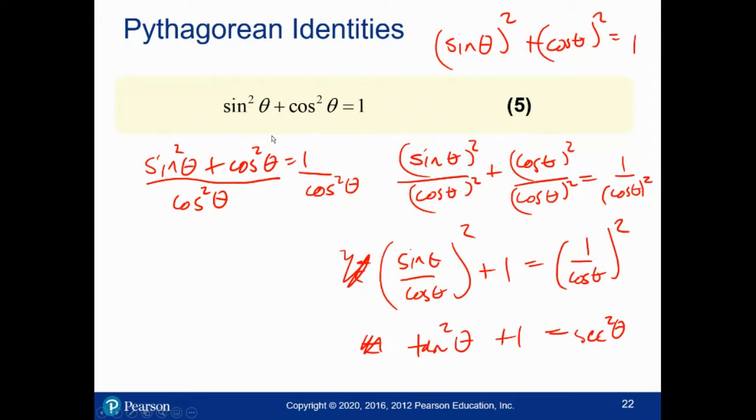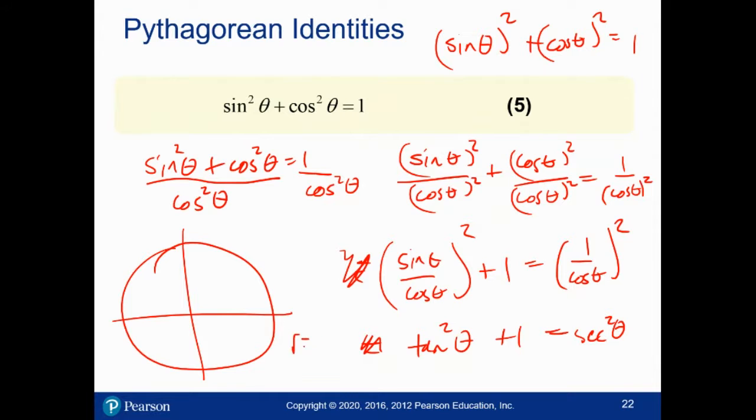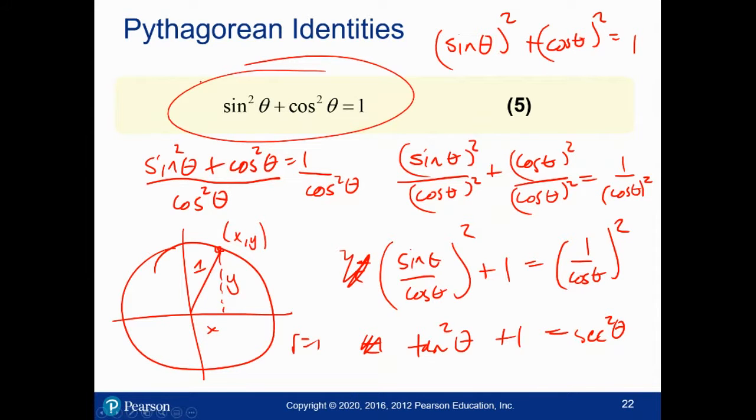So if you just take this Pythagorean identity, it's called the Pythagorean identity, by the way, because in the unit circle, if I mark off any radius, I know this is 1. This is x, this is y of this point x comma y. So the Pythagorean theorem exactly gives me x squared plus y squared equals 1. And then we use x equals cosine theta, y equals sine theta.